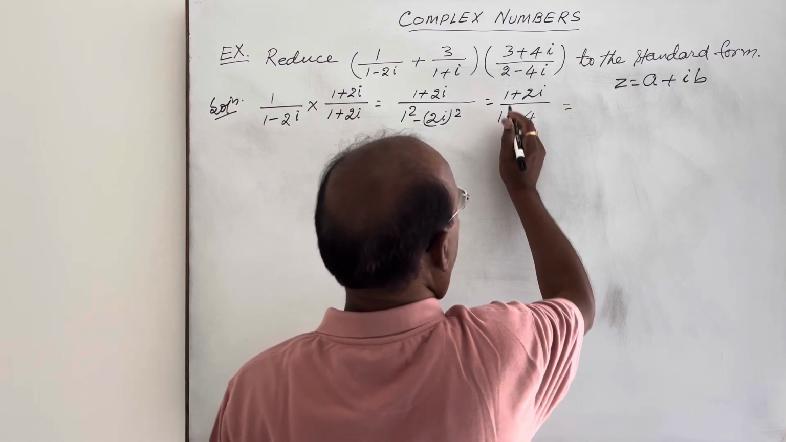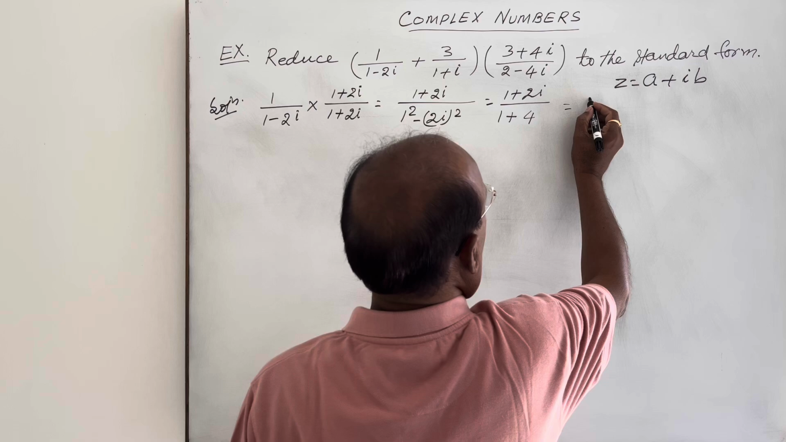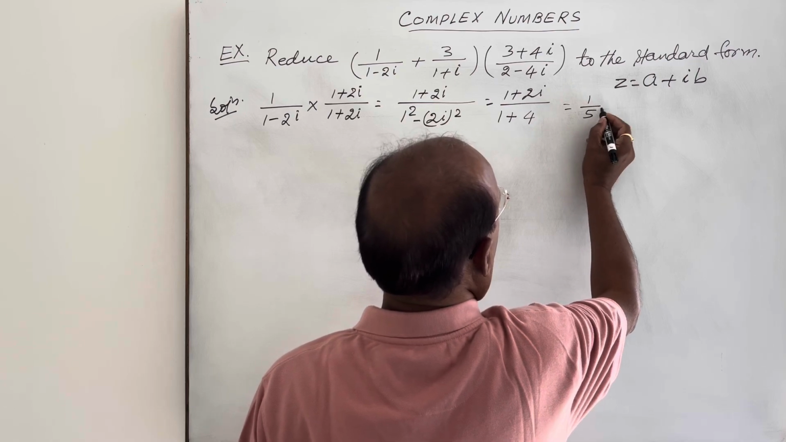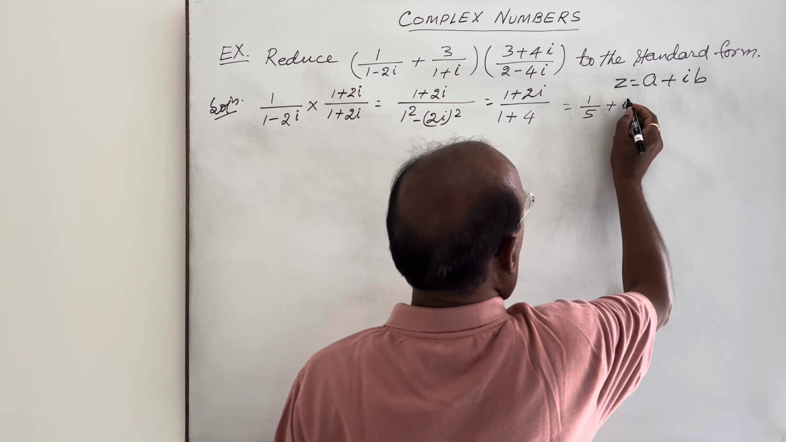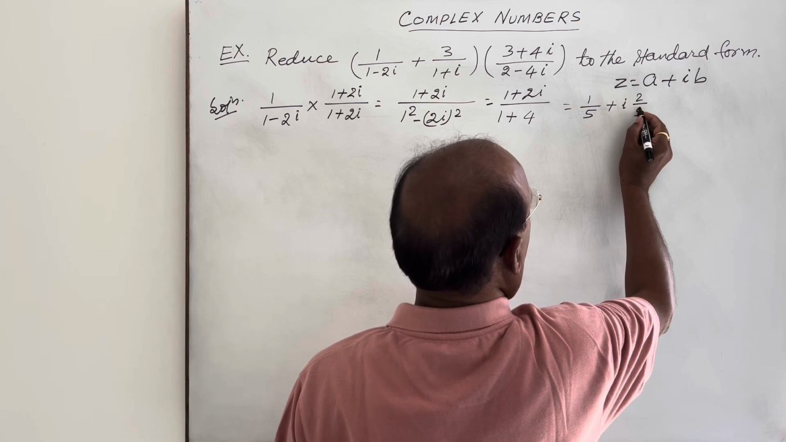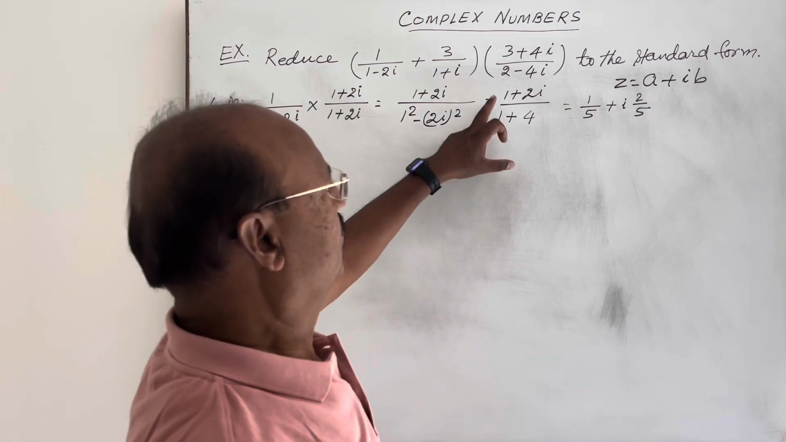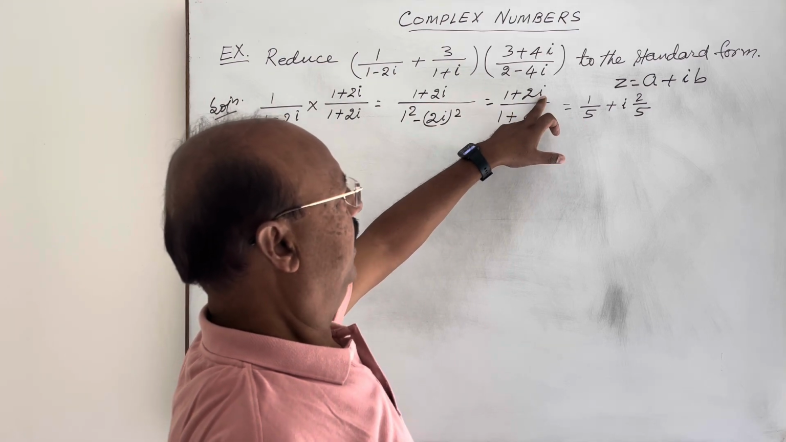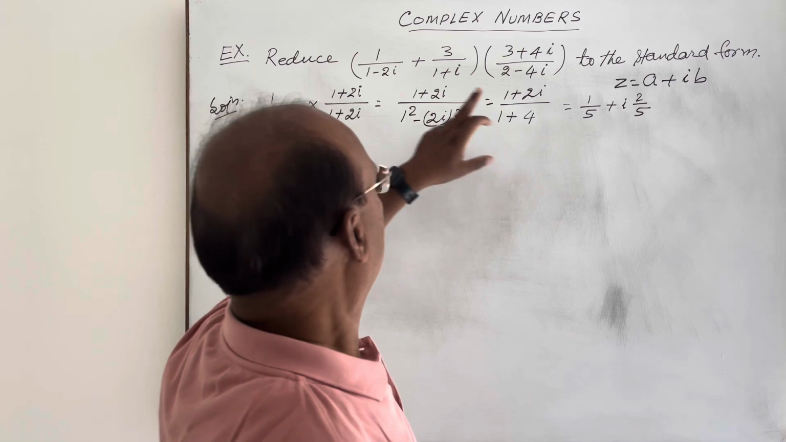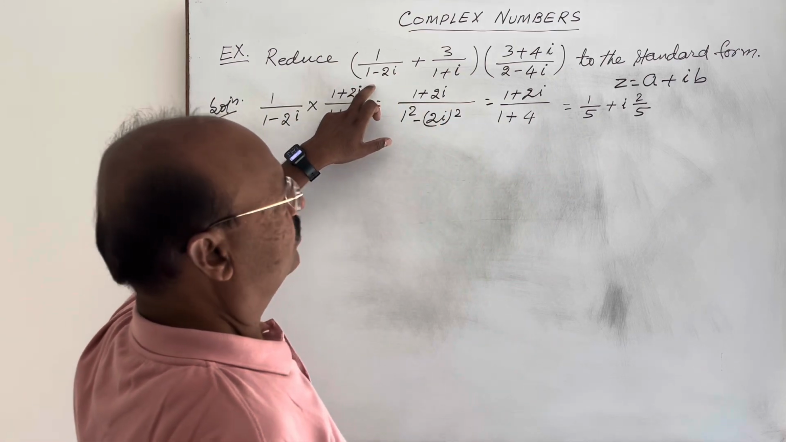And this is 1 by 5 plus i into 2 by 5. The denominator is 5 and next is plus i into 2 by 5. This is the simplification of the first term.